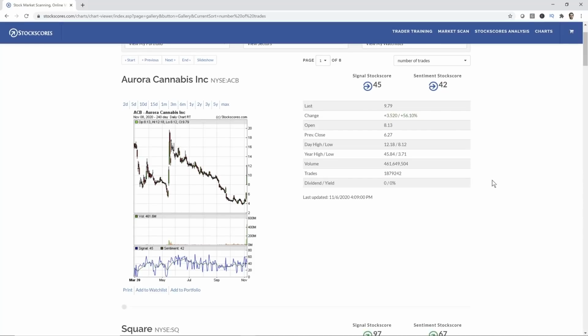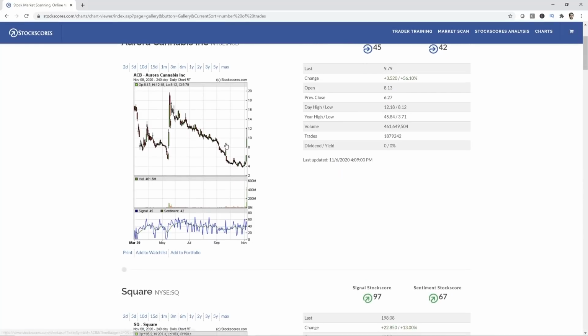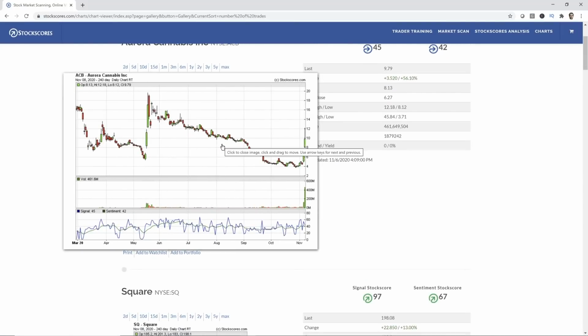And there we have Aurora Cannabis, which is our first stock. And this was one of our picks on Thursday when it broke the downward trend line from a double bottom and was trading abnormally. We picked it as a day trade, and then at the end of the day, I suggested that it was probably decent to hold overnight.